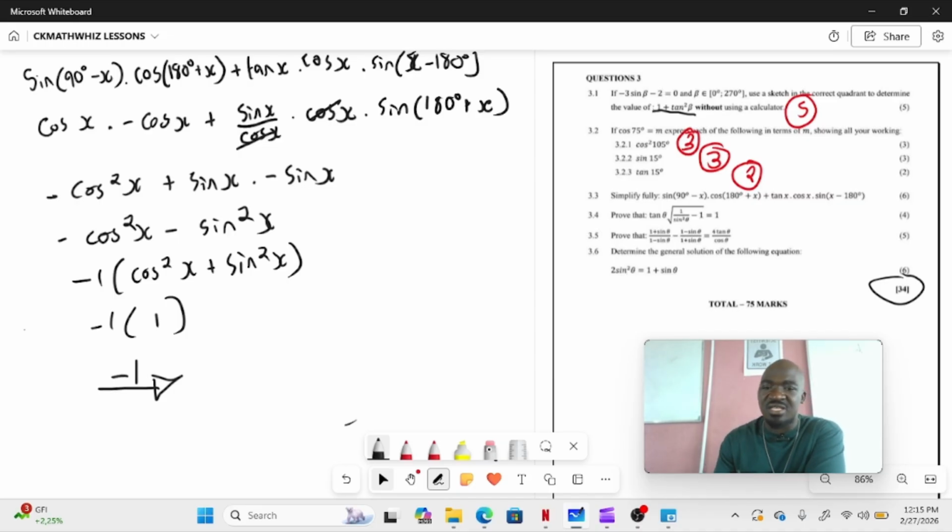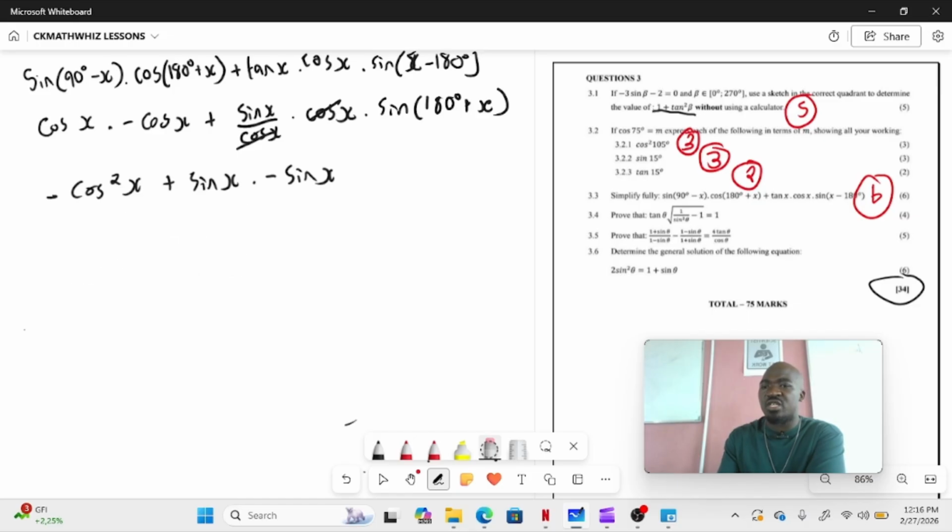Think about it, guys. These are free marks. These are just free marks. This question paper was very, very simple. This is another 6 marks. Let's remove this and solve a different one now.